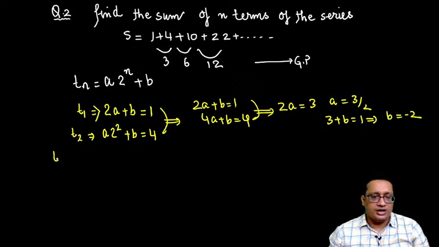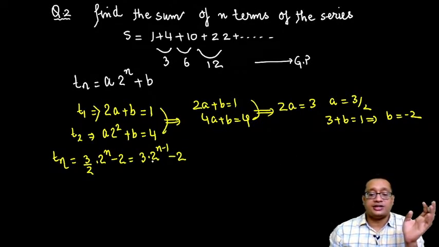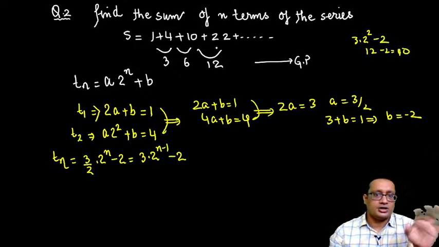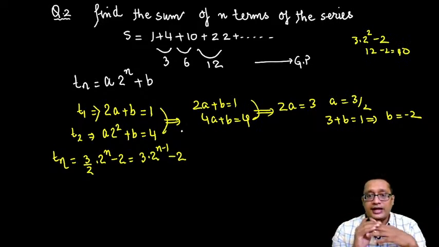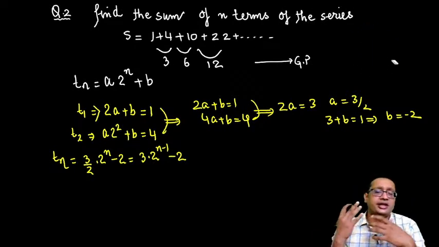Now I got the nth term. Nth term I am writing as 3 by 2 into 2 to the power n, and B is minus 2. Or I can write it as 3 into 2 to the power n minus 1 minus 2. Let's check n is equal to 3. N equal to 3 means 3 into 2 square minus 2, 12 minus 2, 10. Okay, correct. Third term is 10. If you want the fourth term, n is equal to 4. It becomes 3 into 2 cube, 8 into 3, 24 minus 2, 22. Oh, this is also correct. So you can check it after finding the nth term.